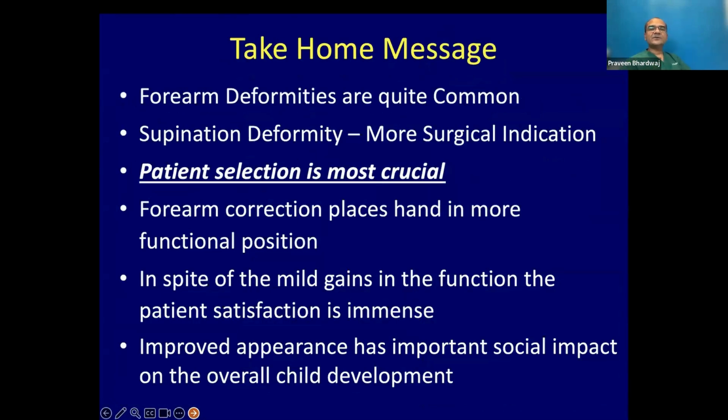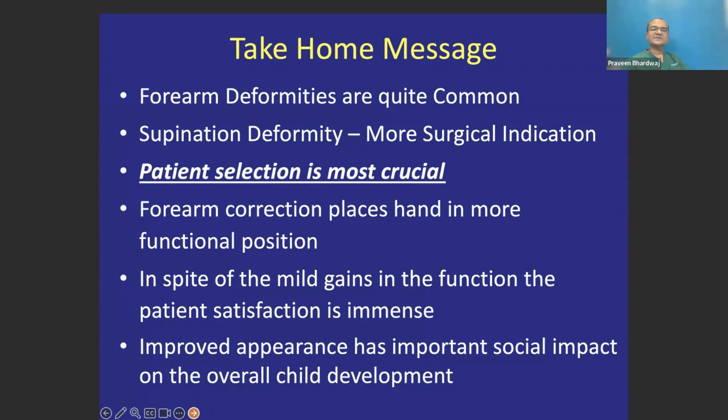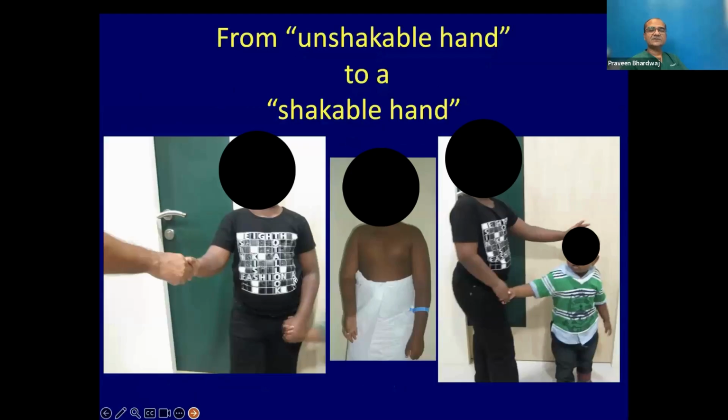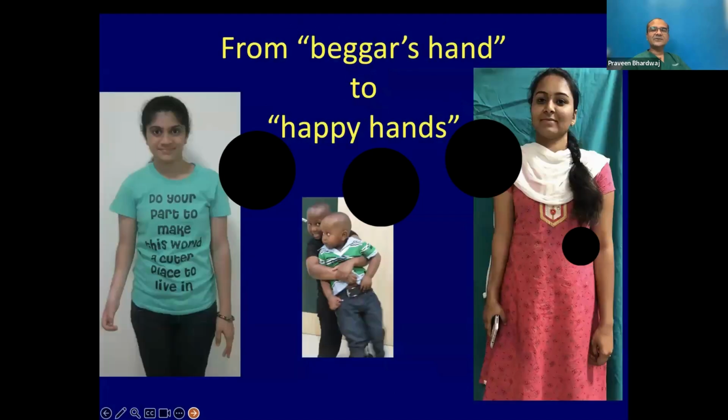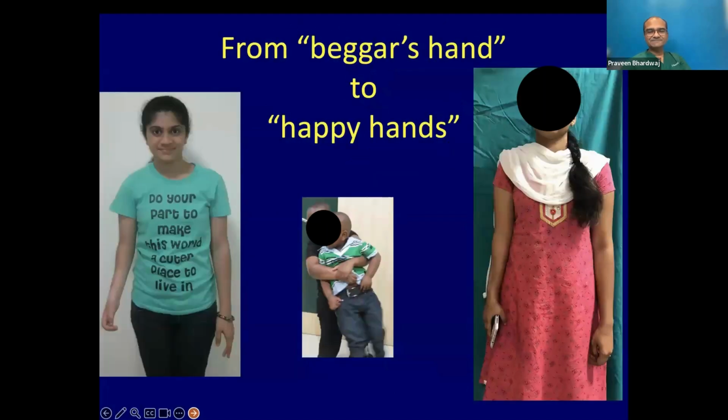So to summarize, forearm deformities are quite common, especially in patients who have more extensive involvement of brachial plexus, supination being the most common deformity, which requires a surgical correction. By just placing the hand in a more functional position, you improve the appearance of the upper limb, and you dramatically increase the functional capability of the hand, and it is associated with good patient satisfaction. Could even say that the unshakable hand gets converted to a shakeable hand, and a beggar's hand could become a happy hand. Thank you.